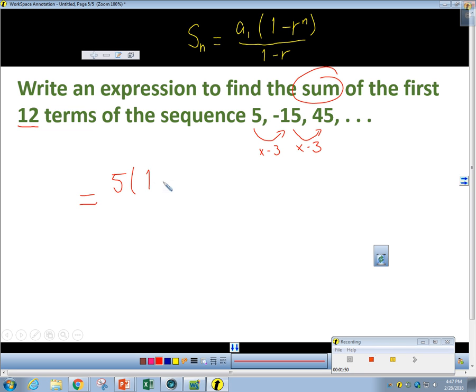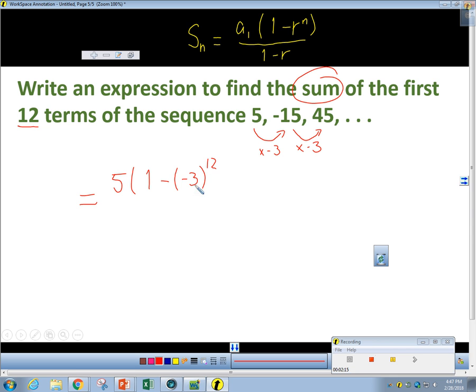We have our 1 minus. Okay, the r is what we're multiplying by, and here it's a negative 3. And so you have to be really careful with negative numbers, and the best thing to do is always put them in parentheses to separate them off. And the reason you do that is because, well, first of all, we have an exponent right after this. Exponent is n. That's the number of terms we're working with. So that's going to be 12.